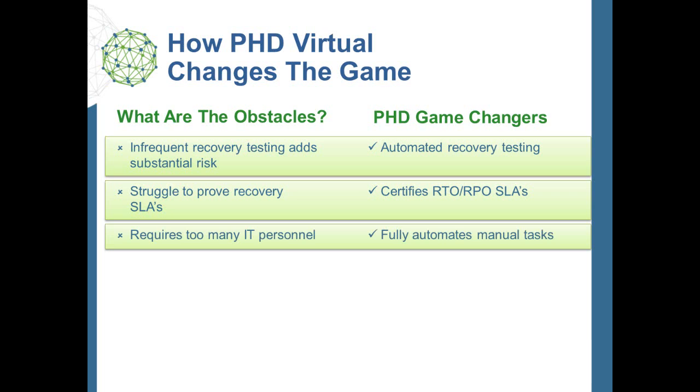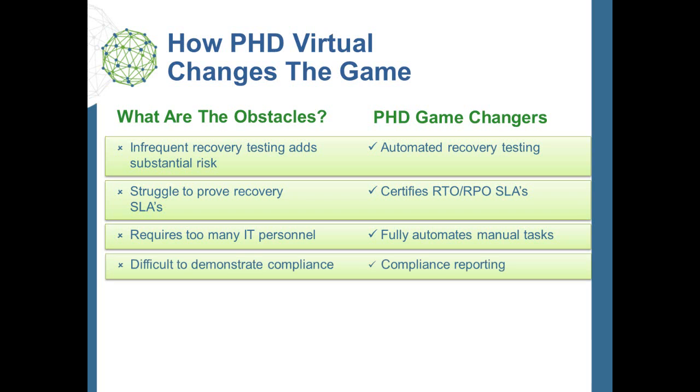Traditional manual approaches to recovery verification require too many IT personnel who already have full plates. Another reason why testing is done so infrequently. PhD automates these complex tasks. In some industries, auditors demand proof that DR plans will achieve required recovery point and recovery time objectives. PhD delivers complete compliance reporting.